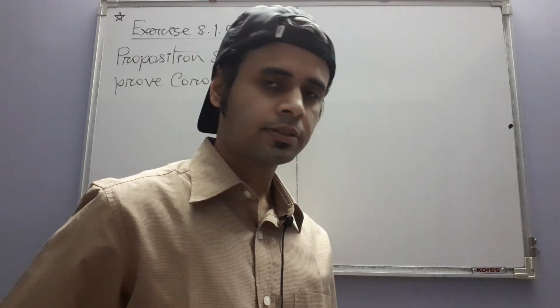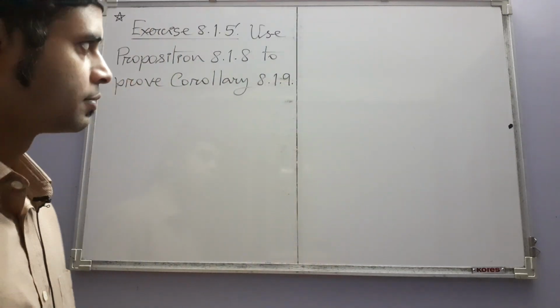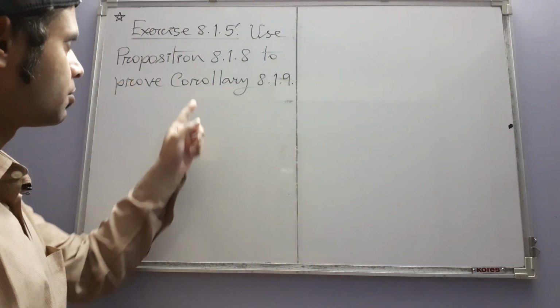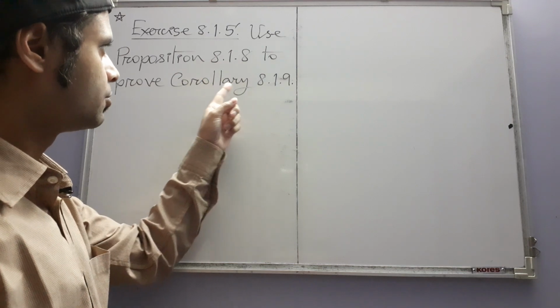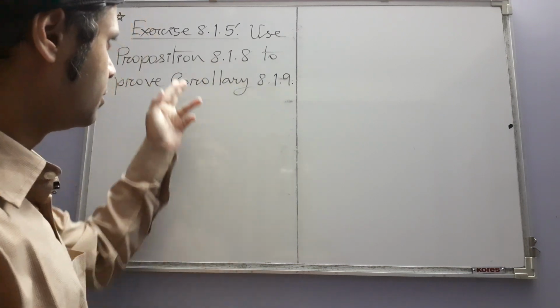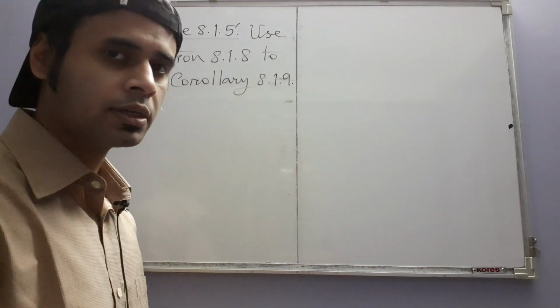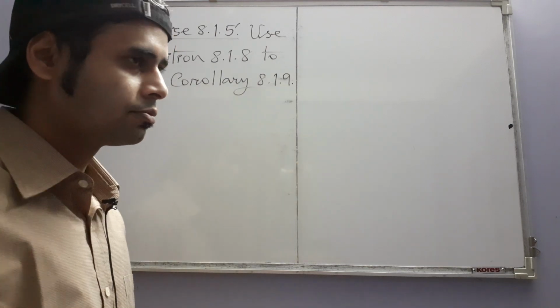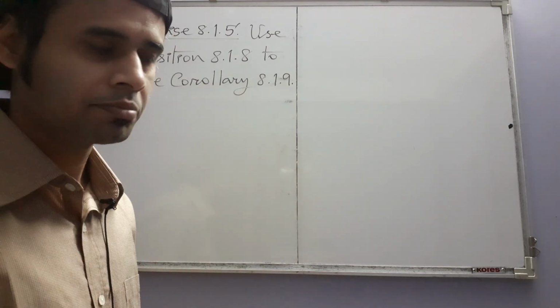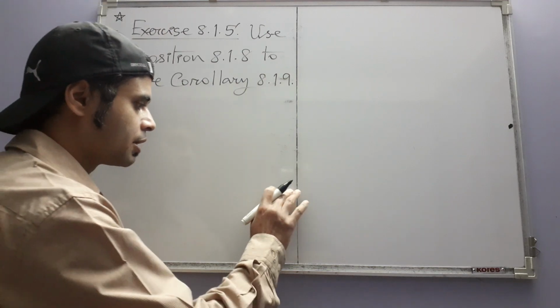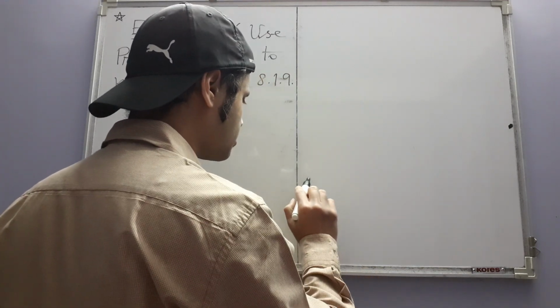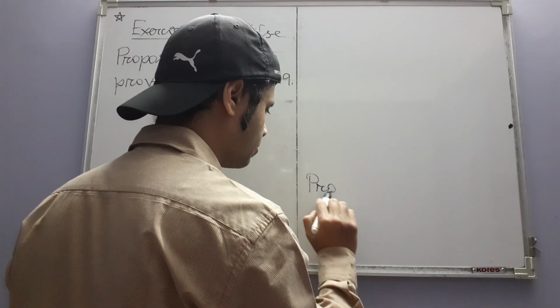Right. So next, the fifth one. Here we have to use proposition 818 to prove corollary 819. This is the proposition that we proved in the previous video. We may already remember its statement, but because we are again going to use it, let's recall it briefly.